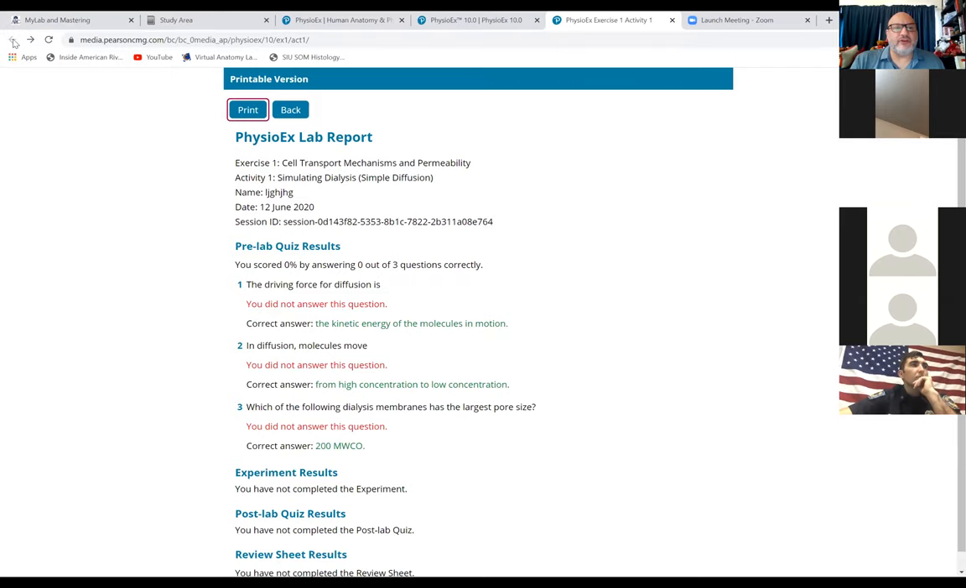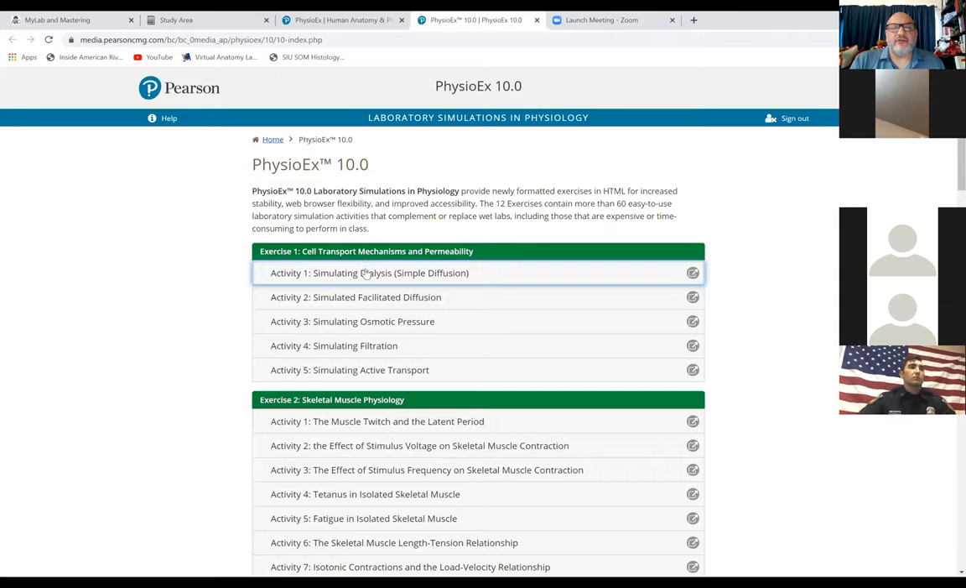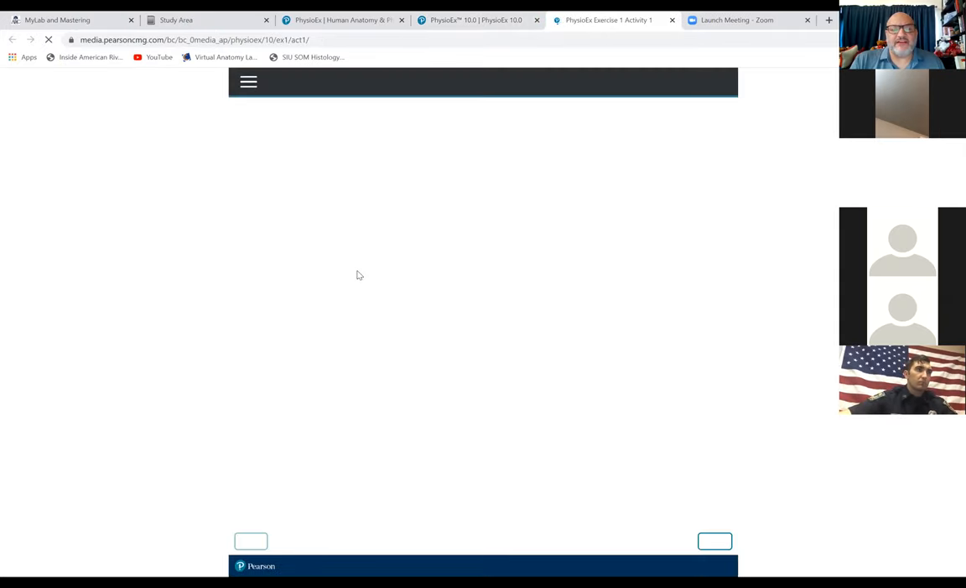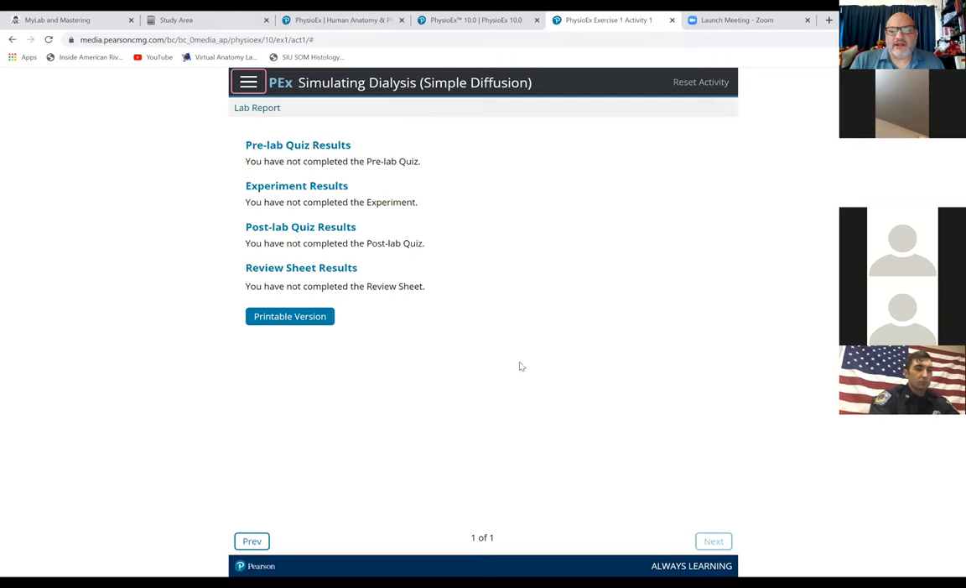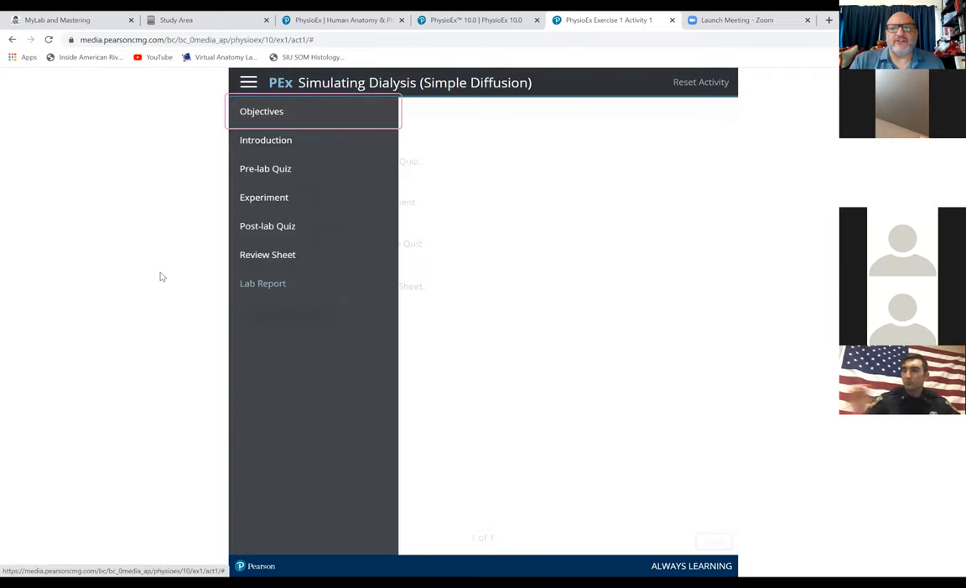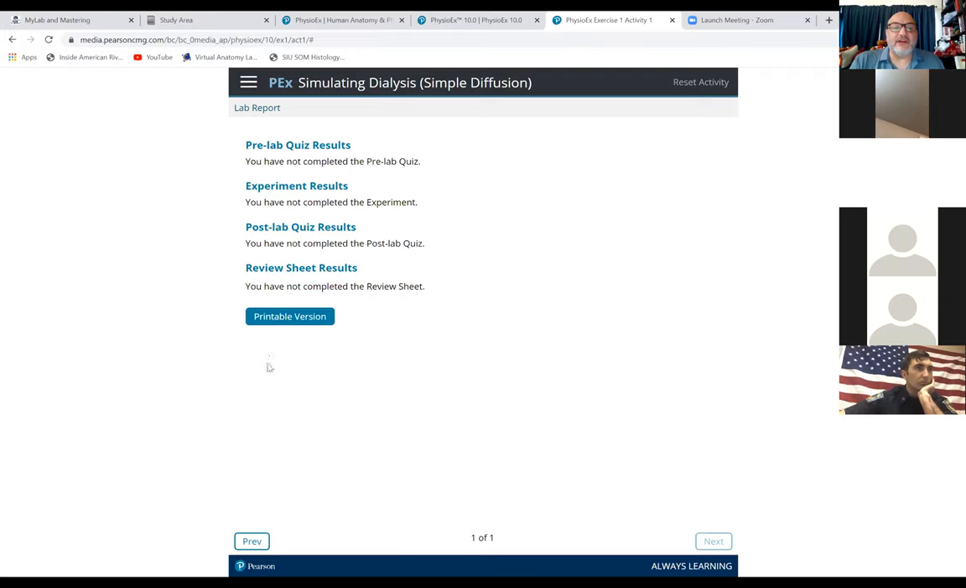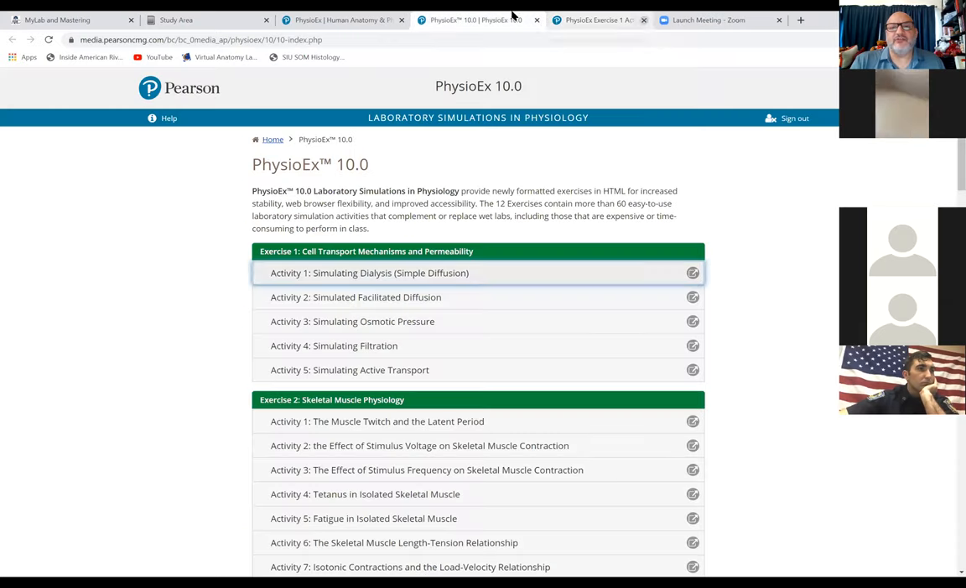Correct. So if we actually go, hold on. I don't know if I can even go back. Yes. What happens is as you finish activity one, once you get to the end of it, to the lab report, you do have the opportunity to move on to the next exercise, right? Or you might want to go back and do it, or you can reset the activity. Make sure you print it because it doesn't save it. So if you step away from this page and then come back, then it will be gone. You'll have to do it again. So make sure you save all your lab reports, print all your lab reports as you go through them.